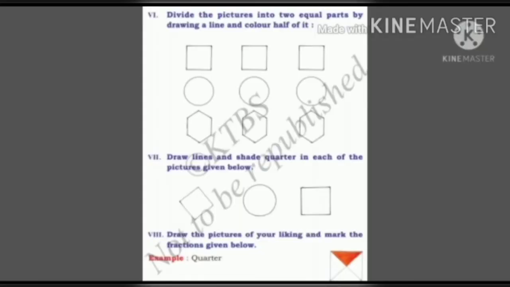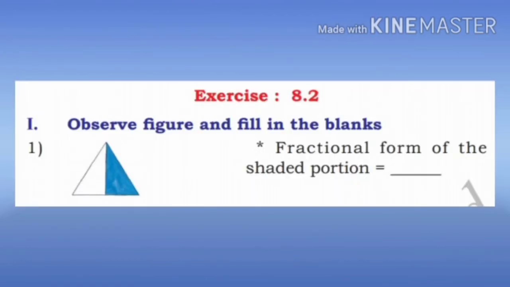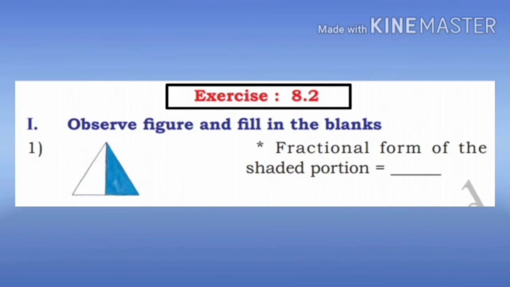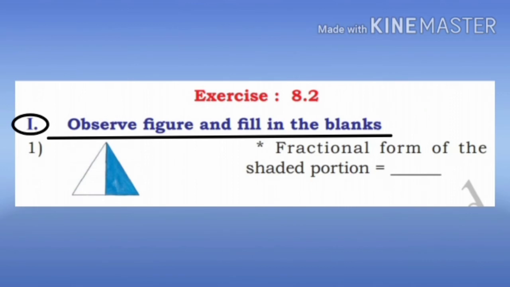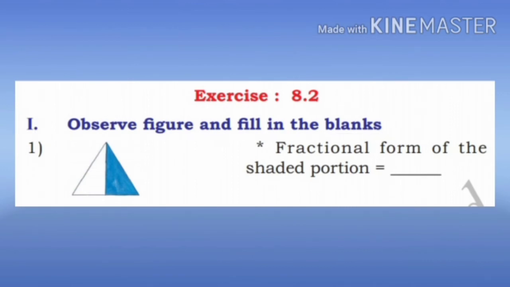Children, 6th main, 7th main, 8th main, do it yourself. Now we are going to exercise 8.2. First main, observe the figure and fill in the blanks. Observe the picture, children. First one, in the figure here it is divided into 2 equal parts. So one part is shaded.